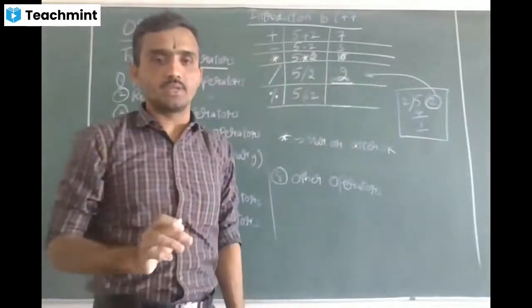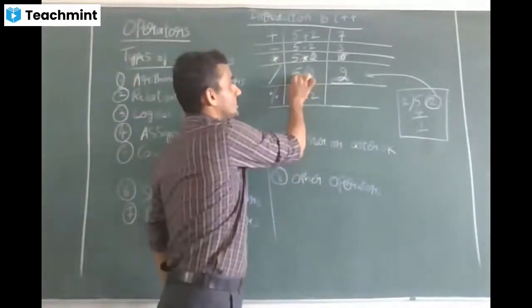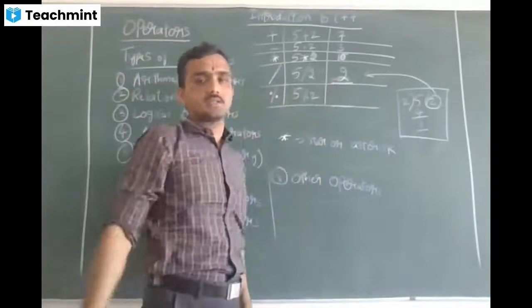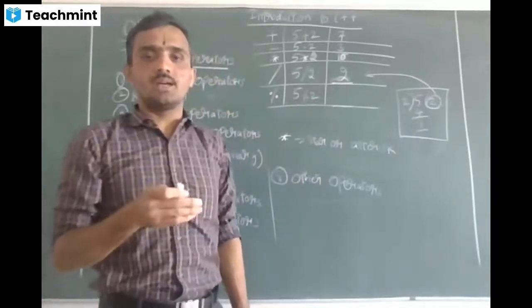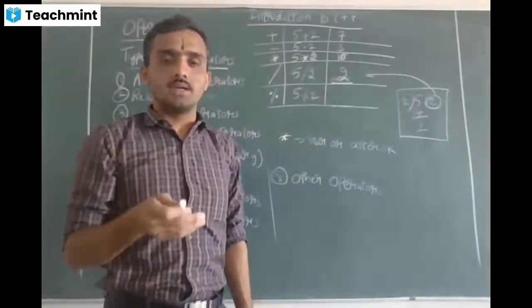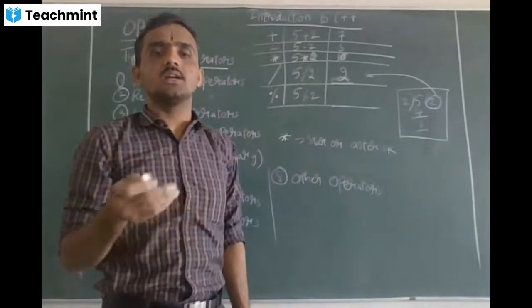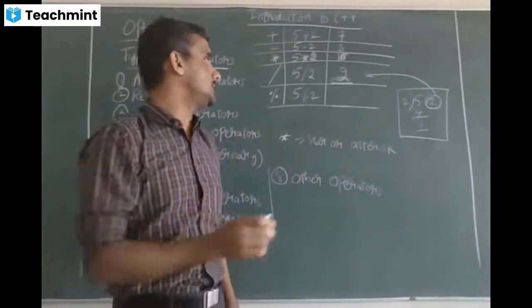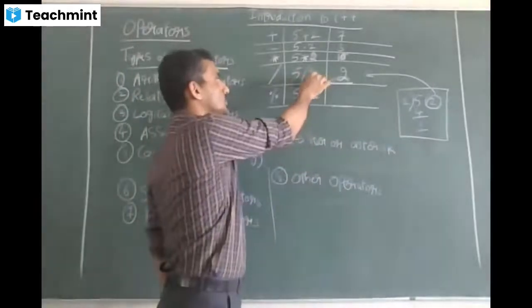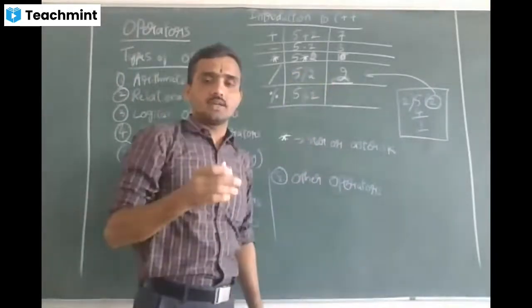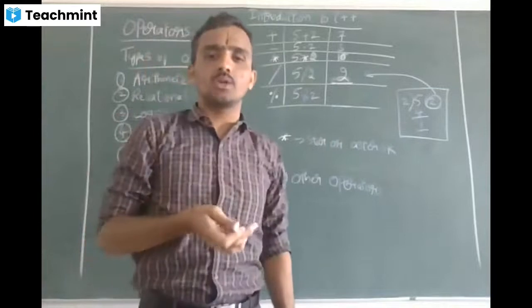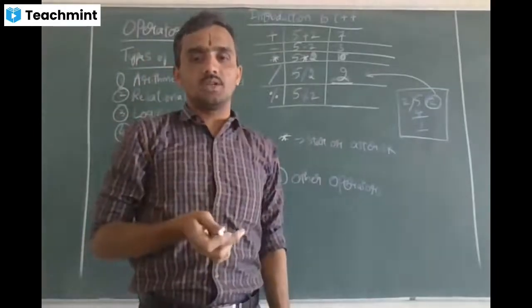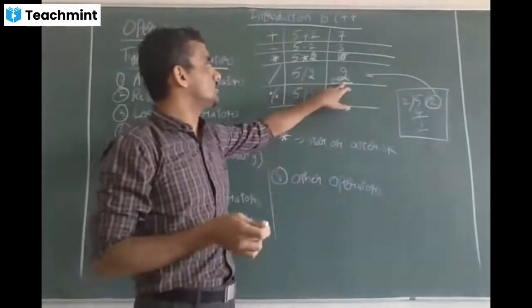It's not 2.5, because both are integers. Numerator is an integer, denominator is an integer. So in programming language, integer division by integer, we get the answer in integer only. Integer by integer is always integer. Either it should be 5.0 or 2.0, 5.0 by 2.0. Either the numerator or denominator should be a floating point number. Then we get the floating point answer. So here both are integers, so I have written integer.